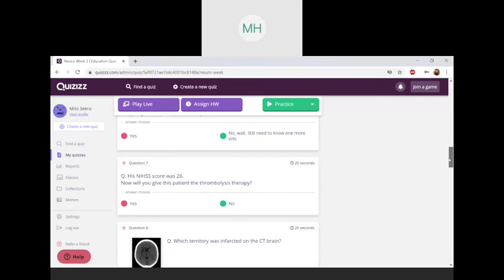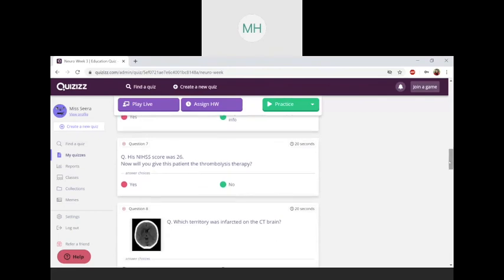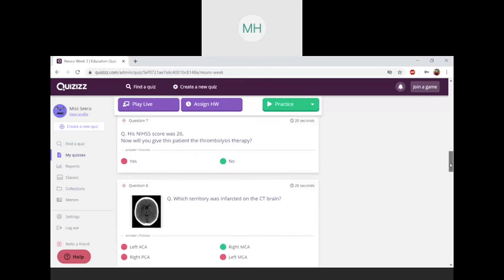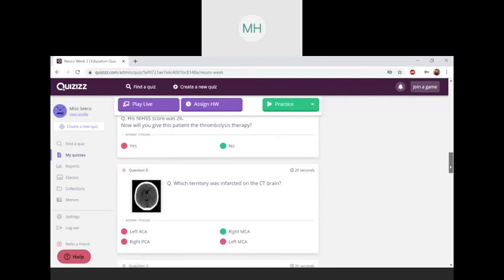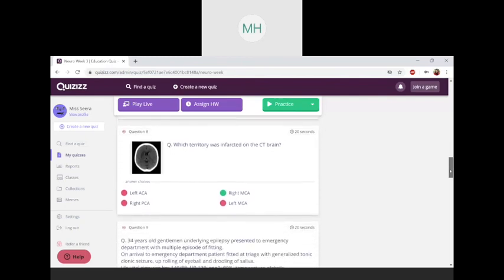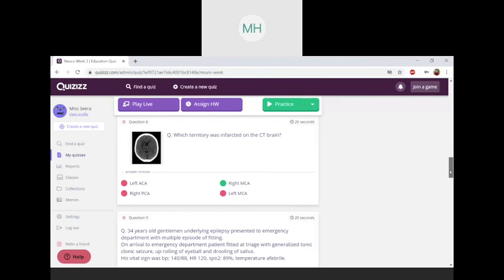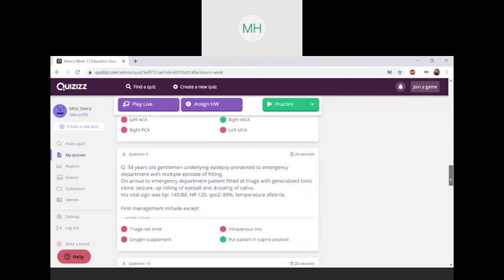Then the next one stated that the NIHSS score was 26, and your answer will also be no for thrombolysis, in view of the very high score. In the CT brain, which territory was impacted? It's the right MCA. So we move on to the next question.